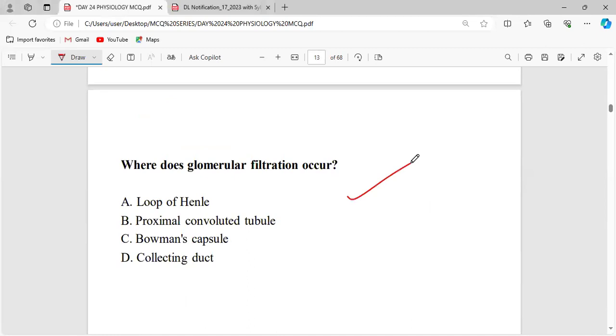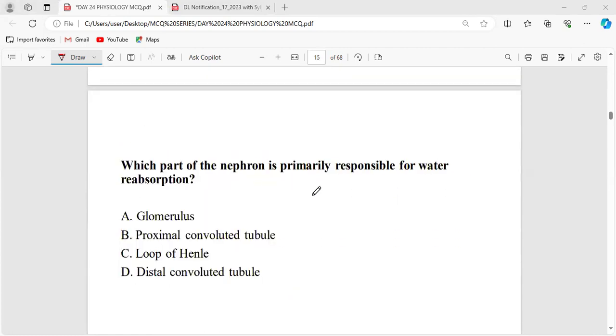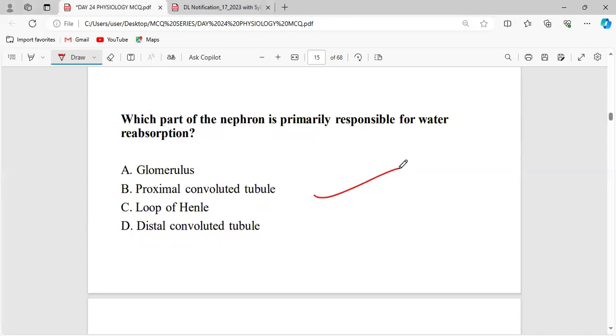Where does the glomerular filtration occur? That will be in the Bowman's capsule. We know that. Which part of the nephron is primarily responsible for water reabsorption?